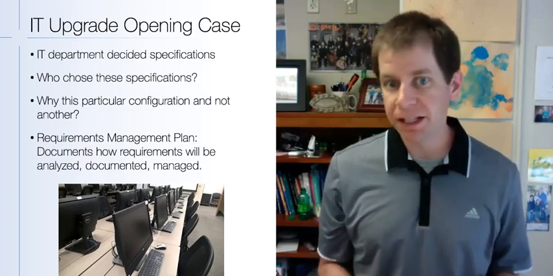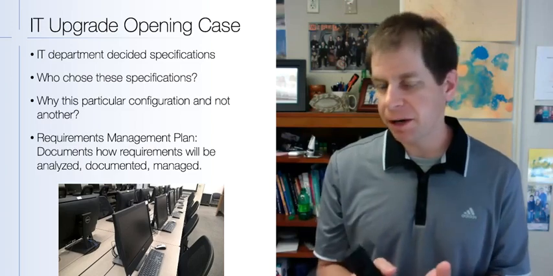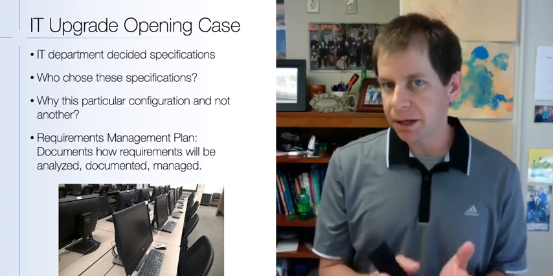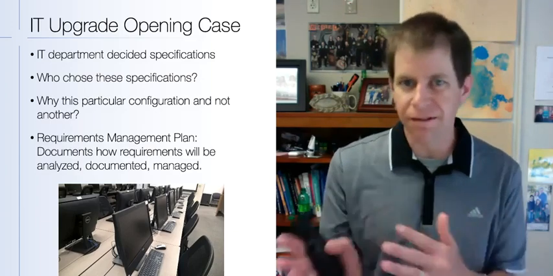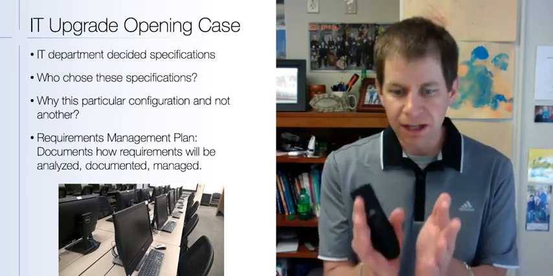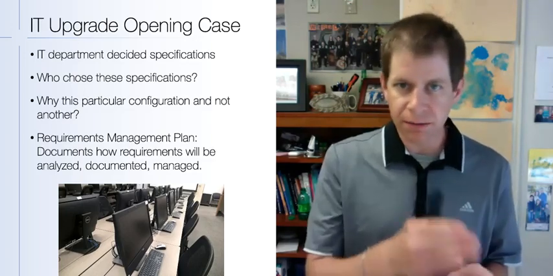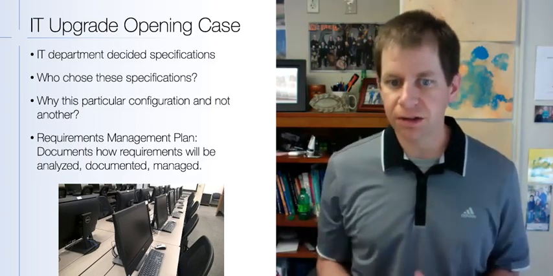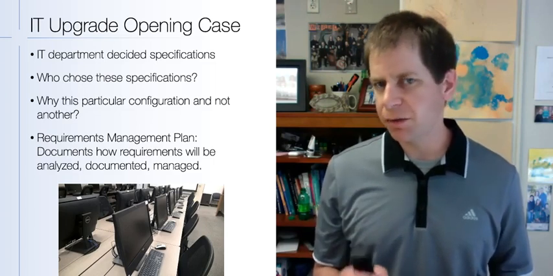A requirements management plan is a document that explains how requirements will be analyzed, written down, and managed. Without that plan, the scope of the project can get off track. If you don't have a clear system of saying, here's how we're going to collect requirements, here's how we're going to approve them, here's how we're going to make changes to them, then the scope's going to get out of control.